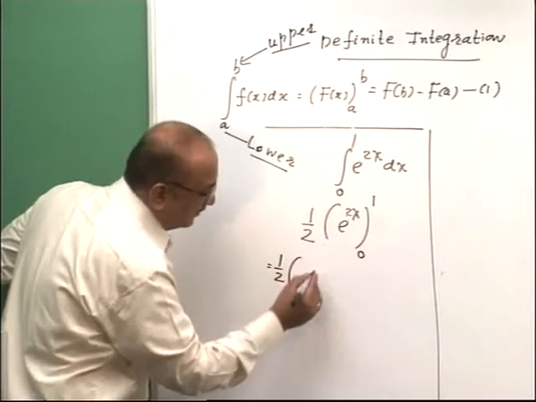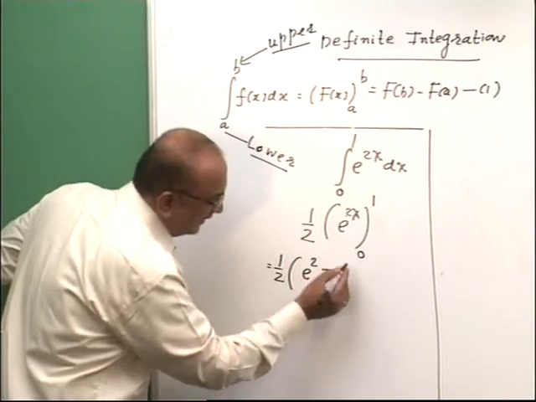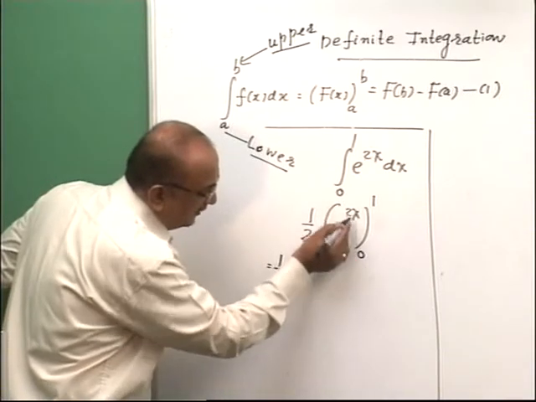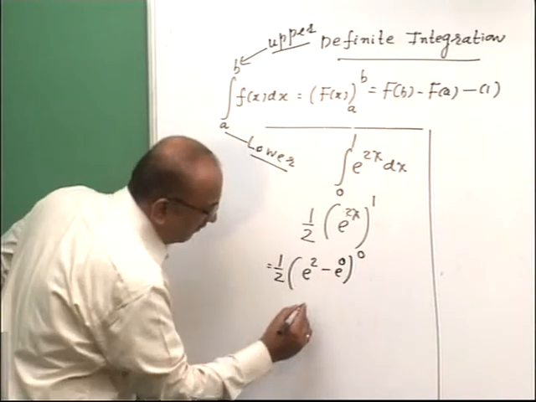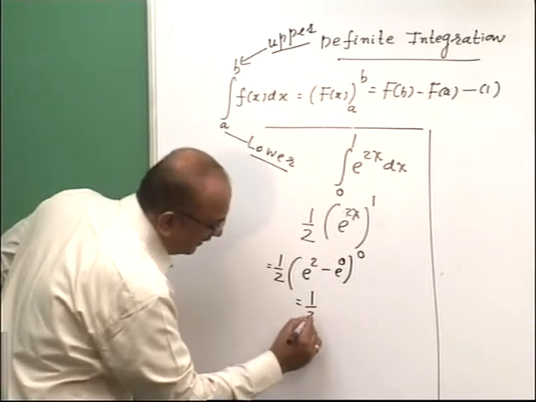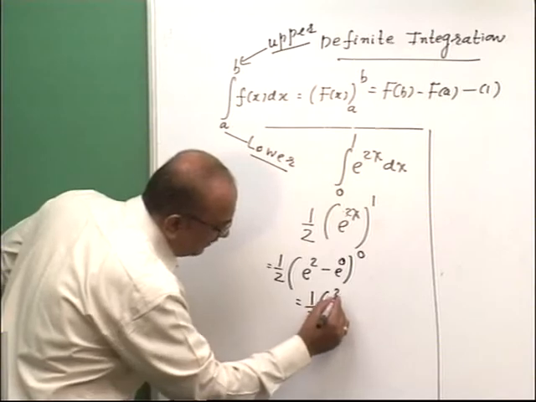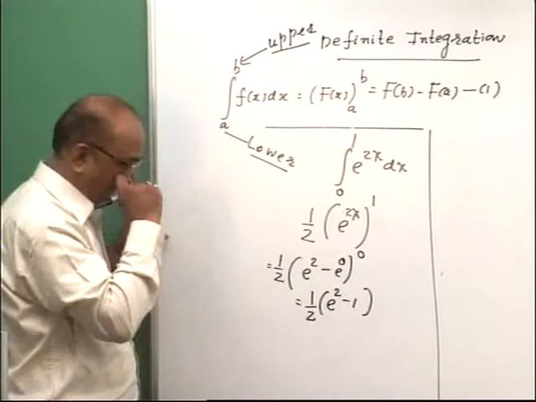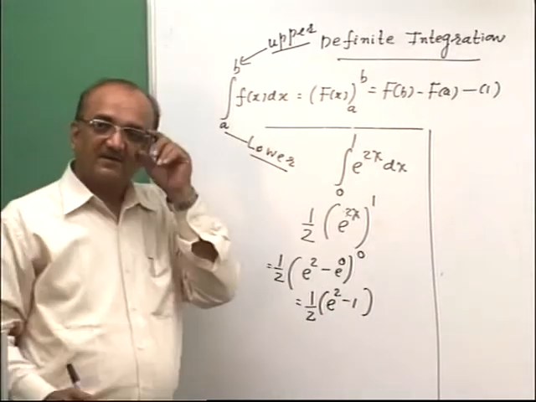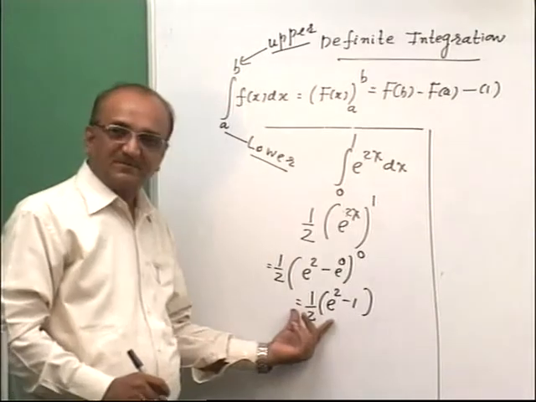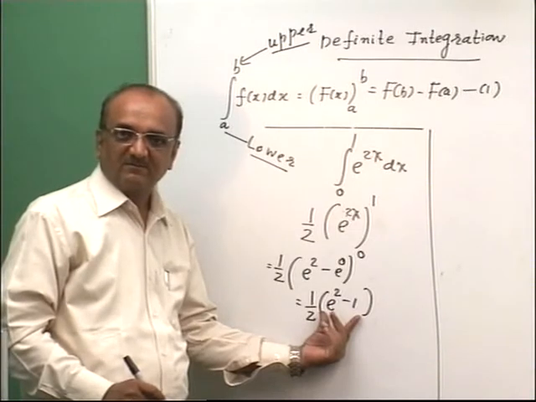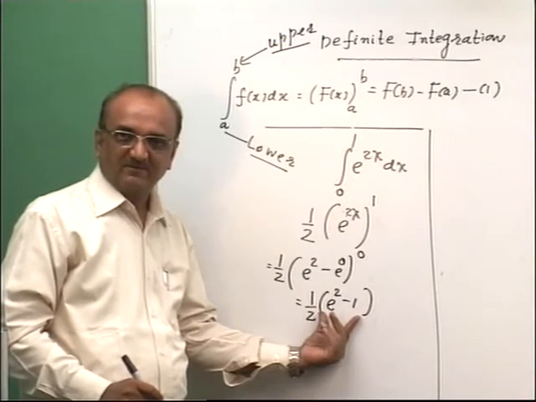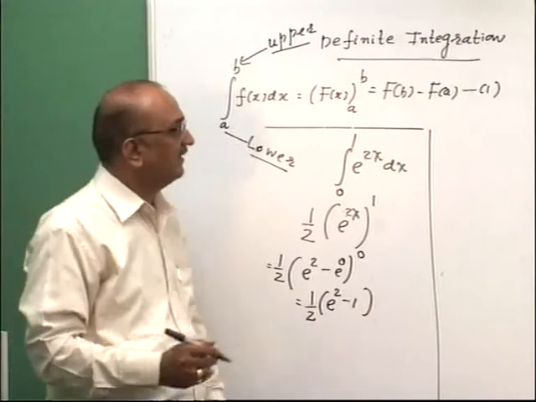2 into 1 is 2, means e square. Instead of x you can write 0. e raised to 2 into 0 is e raised to 0. What to write as the answer now? 1 upon 2 into (e square minus 1). Right? This is the answer of the term. 1 upon 2 into (e square minus 1). Fine. First example. Second.